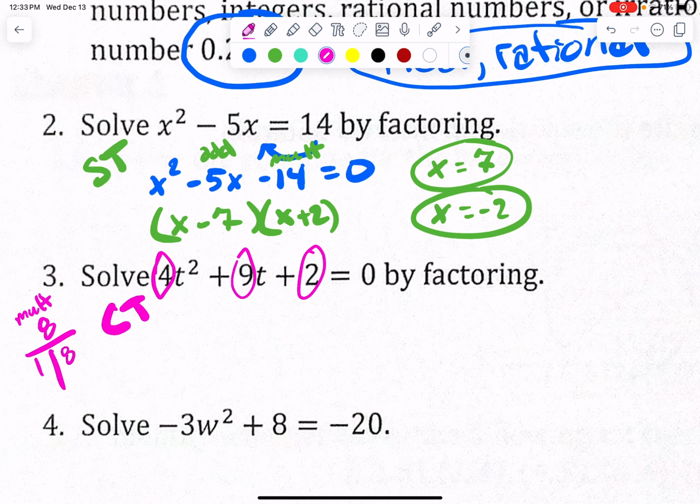Okay. Now, it doesn't matter what order you put them in. I'm going to put the 1 first. So I've got 4t squared plus 1t plus 8t plus 2. So this one just dropped down, this one dropped down, but the 9 separated into 2 pieces.